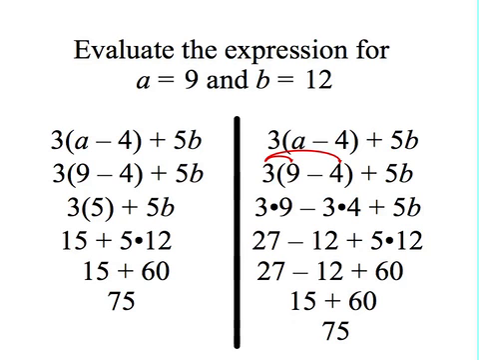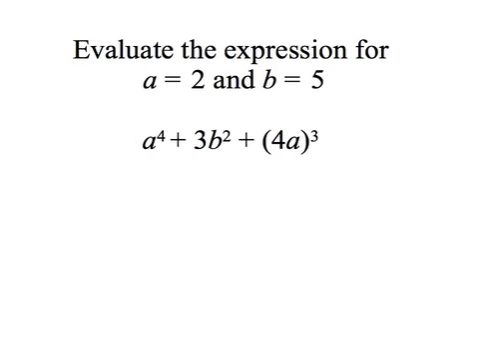And we wanted to get the same answer because even though we evaluated the expression by 2 different methods, it was still the same expression with A equal to 9 and B equal to 12. So 75 is the simplified answer when evaluating this expression.